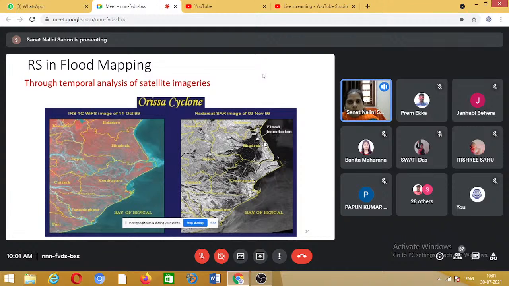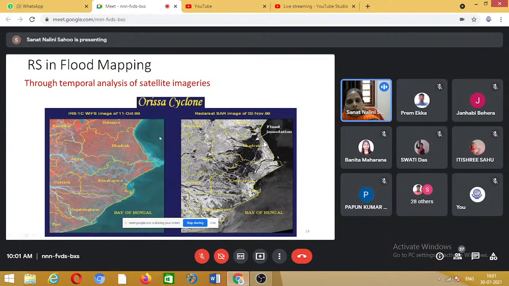Now coming to flood management, this particular figure shows. I was telling in the last discussion also, this repeatability is the greatest advantage of remote sensing. That is, for a particular area, you can get different images at different time periods.